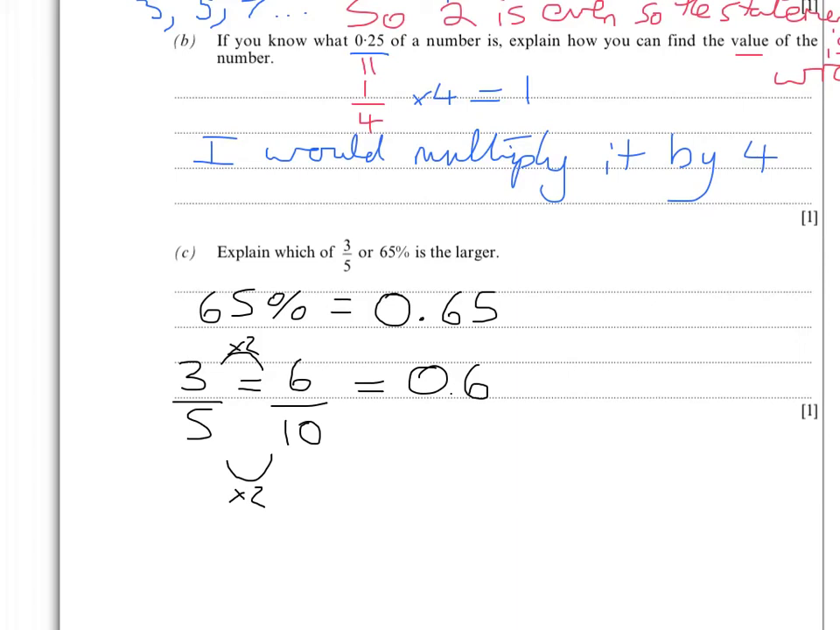Now what I'm going to do here is just put a 0 at the end to allow me to see more easily what the difference is between those two numbers. So I can see now that 65% is larger at 0.65 than 3/5, which is just 0.6. So my answer is that 65% is larger.